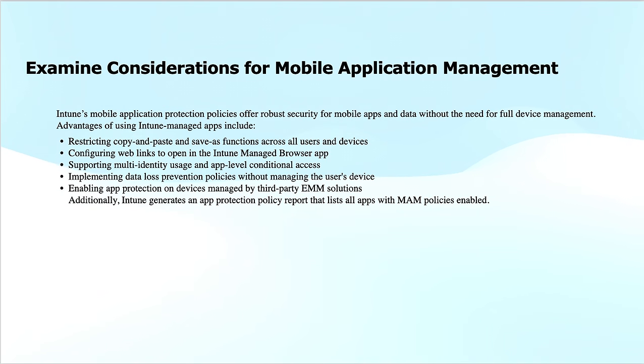App protection policy reports can be generated in Intune, and this report lists all the applications with MAM policies enabled. This helps you easily track and monitor the status of app security across your organization. In a nutshell, Intune's app protection policies let you safeguard corporate data within the apps. It controls users' actions and enables secure access without needing to fully manage users' devices.